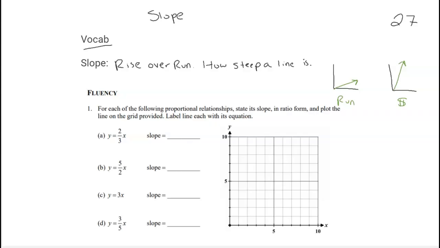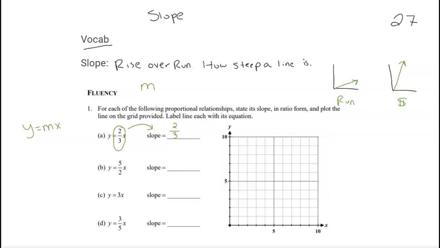So example A, we have y equals 2/3 x. Usually when we talk about slope, we use the letter m. I don't know why, to be honest. So in an actual equation just like this, we're always going to use mx. So our m here would actually be 2/3. So we're going to use 2/3 as our slope.